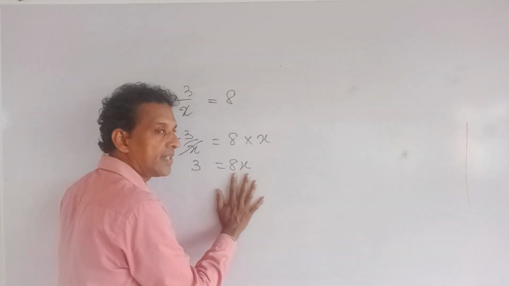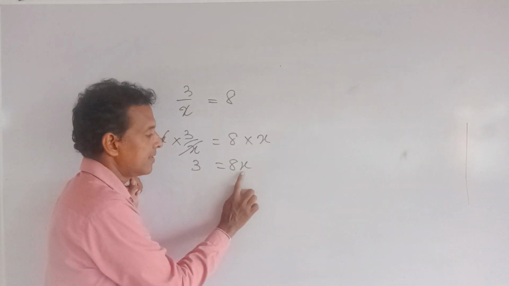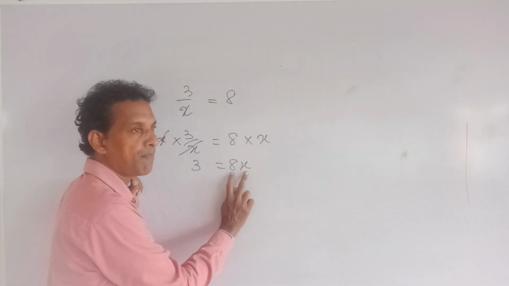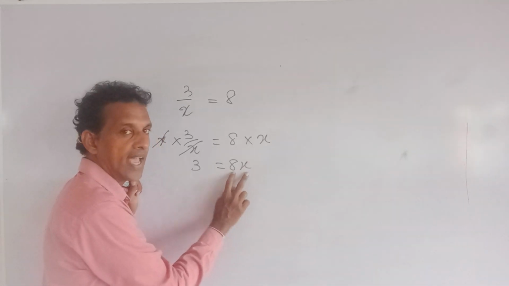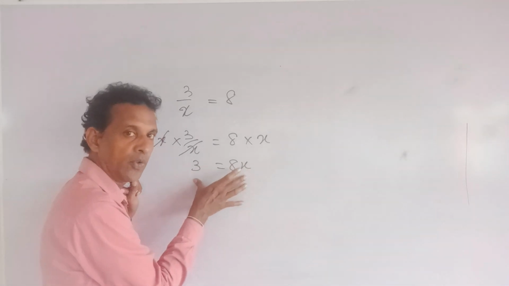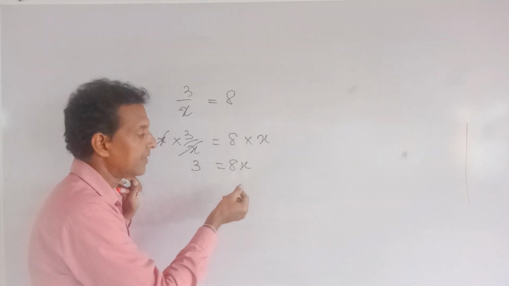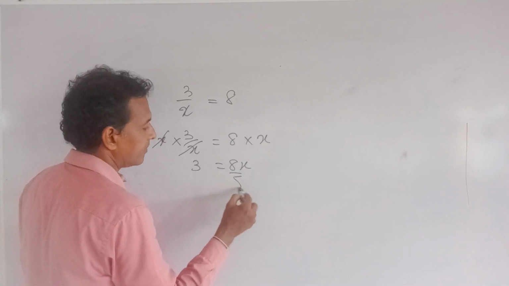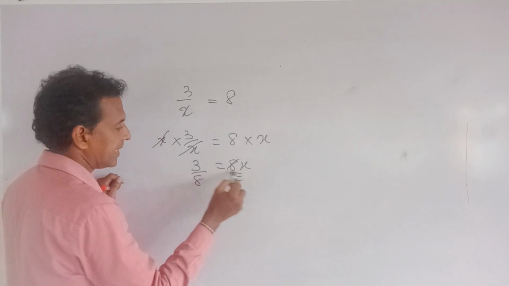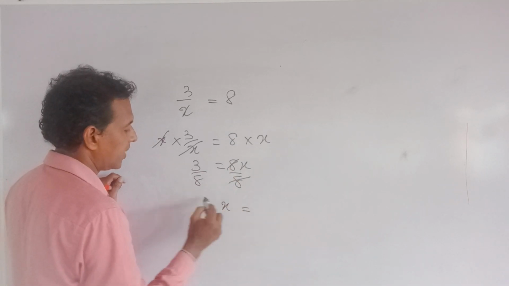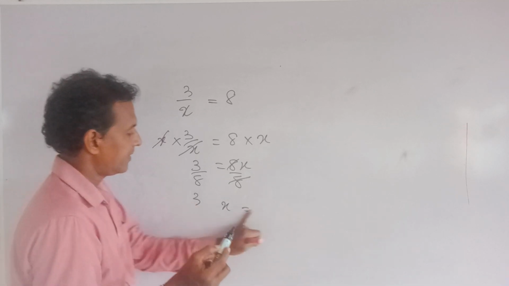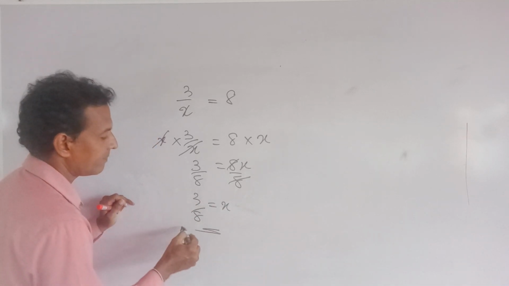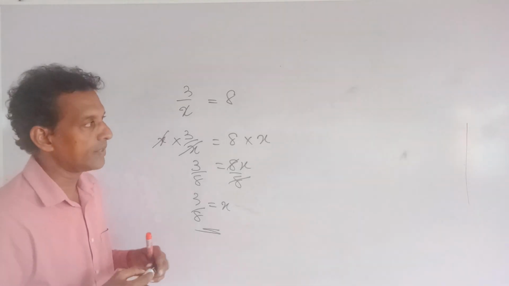Now see the variable here. The only operation we have is a product. As soon as we get this, by now you know quickly what to do. Divide this side by 8, so both sides by 8. It gets cancelled. x equals 3 over 8. Right? x equals 3 over 8.